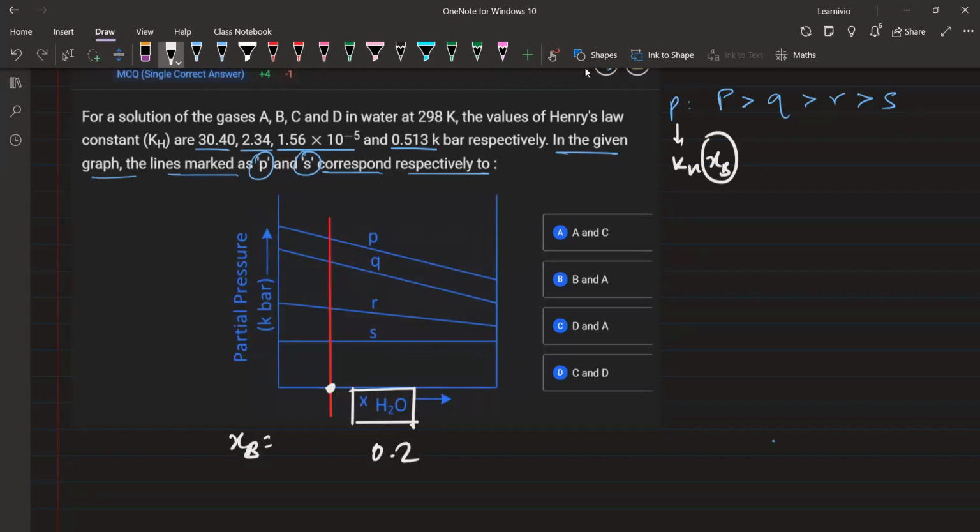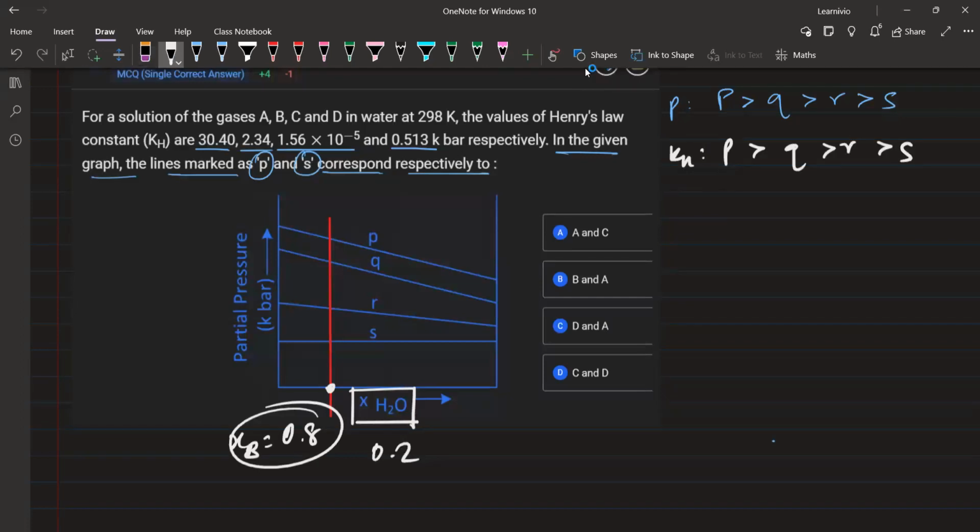In all cases, p, q, r, what will it be? It will be 0.8, okay? Chi a plus chi b is equal to 1. So whatever difference is coming in terms of pressure will be only because of kh. That is why I'm saying that if p is having this particular order, kh will also be having this particular order: p, q, r, then s.